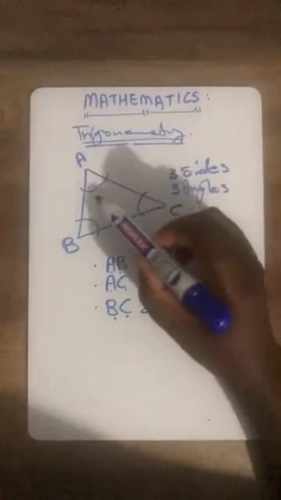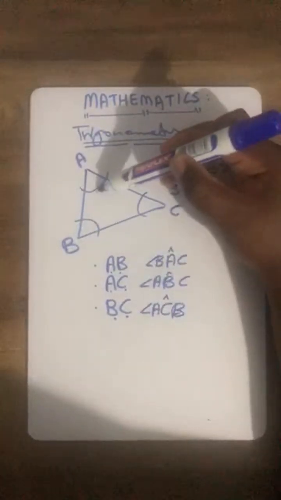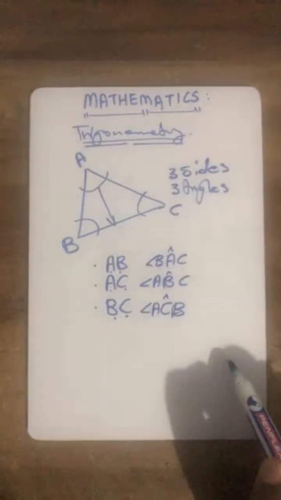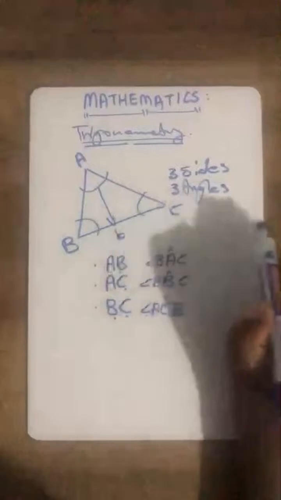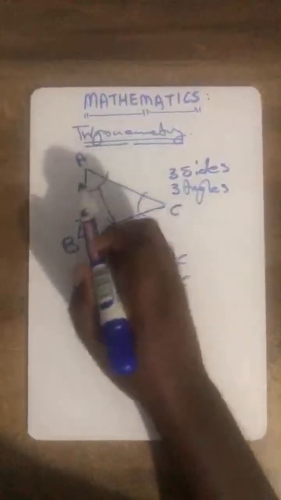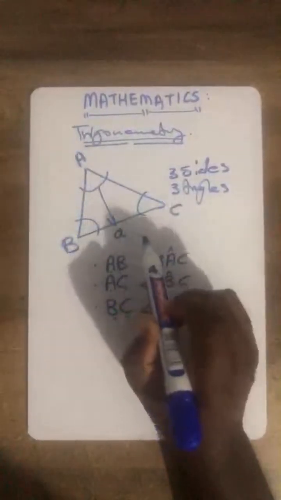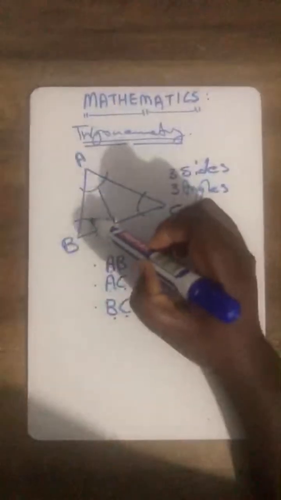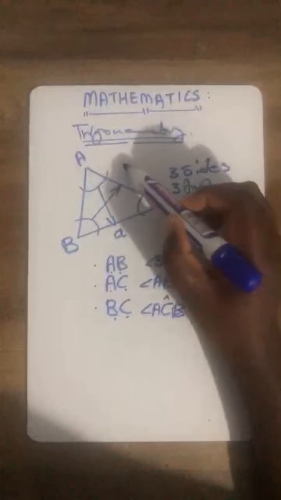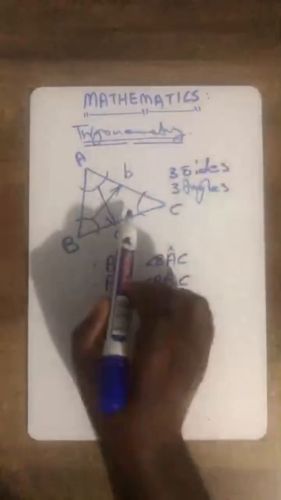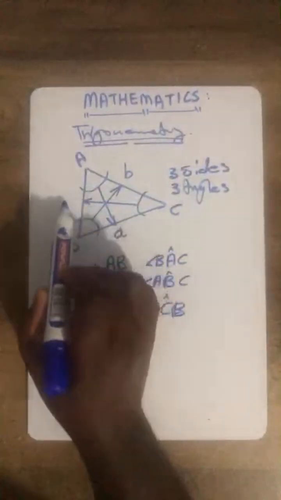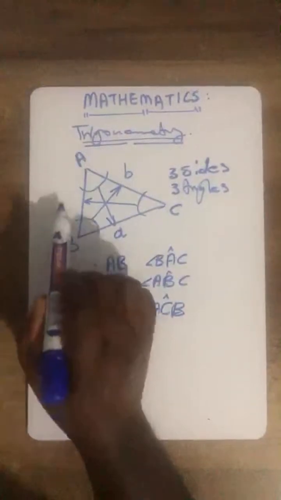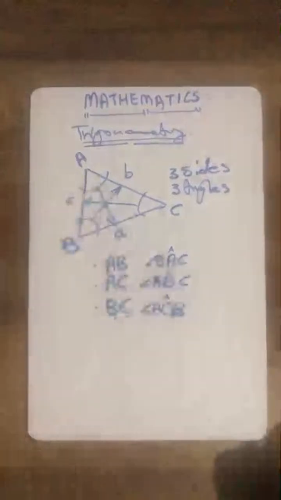So the side opposite to that angle A will be the side BC, which we refer to as small letter a. Why small letter a? Because it is opposite angle A. The side opposite angle B we refer to as small letter b, and the side opposite angle C we refer to as small letter c.